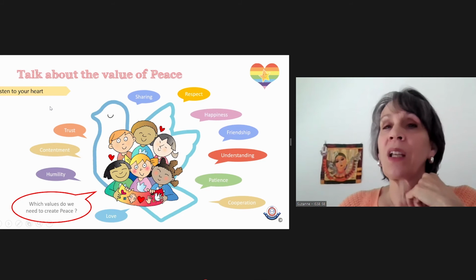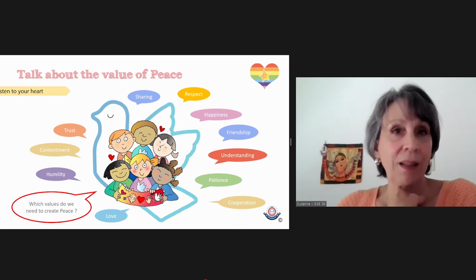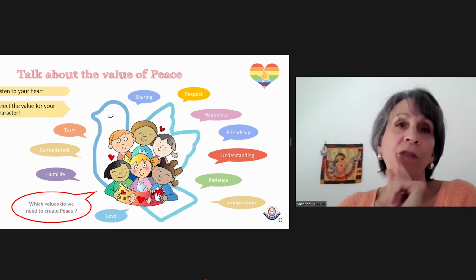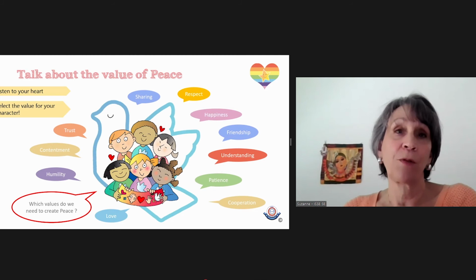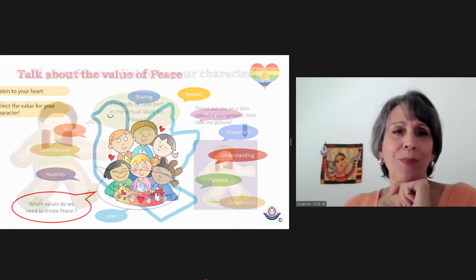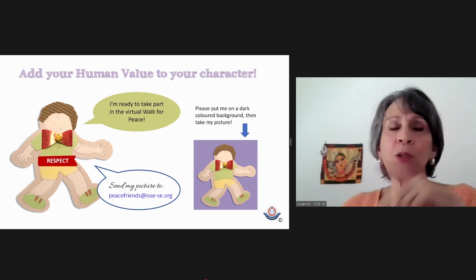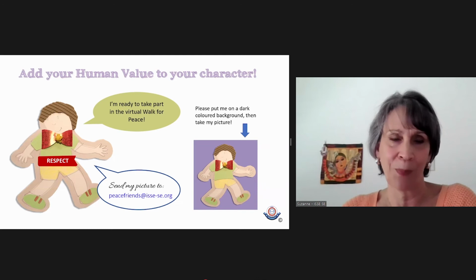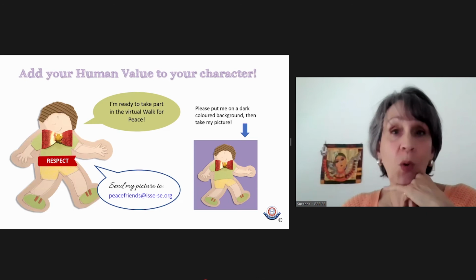then at a certain point we listen to our heart, because we need to go within each one of us and choose one value, the value that we deeply feel is the most important for peace. The value that we feel needs to be practiced if we want peace to prevail. And then what do we do? We add our value to our character. So now our character will represent this value that we have chosen, that really tuned in with us, and that we want to represent during the virtual peace walk.